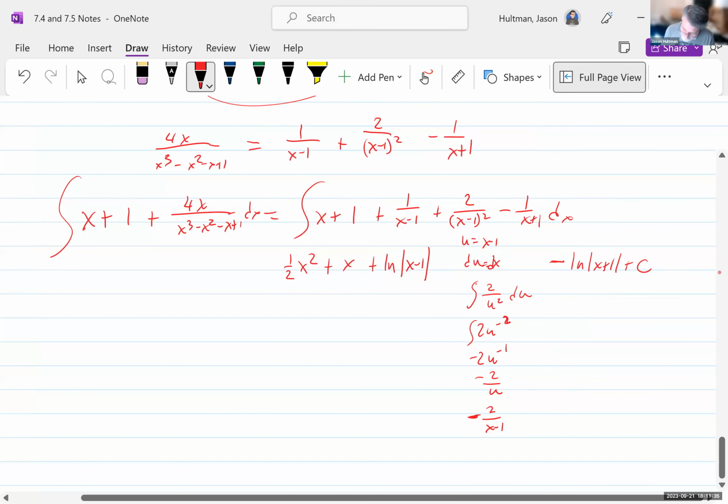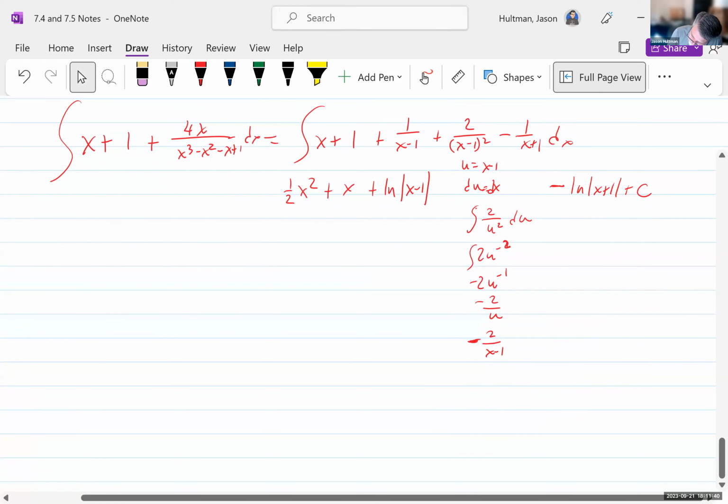Okay, plus c. And so my final result is 1/2 x squared plus x plus natural log x minus 1 minus 2 over x minus 1 minus natural log absolute value of x plus 1 plus c.